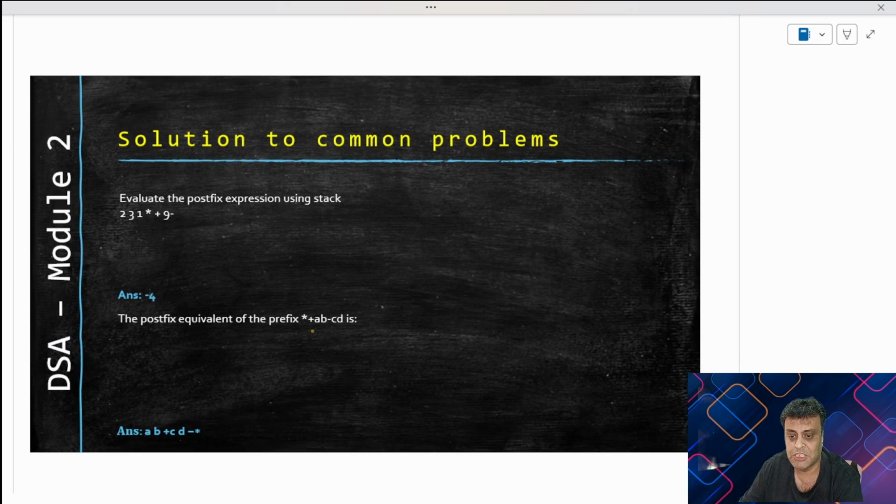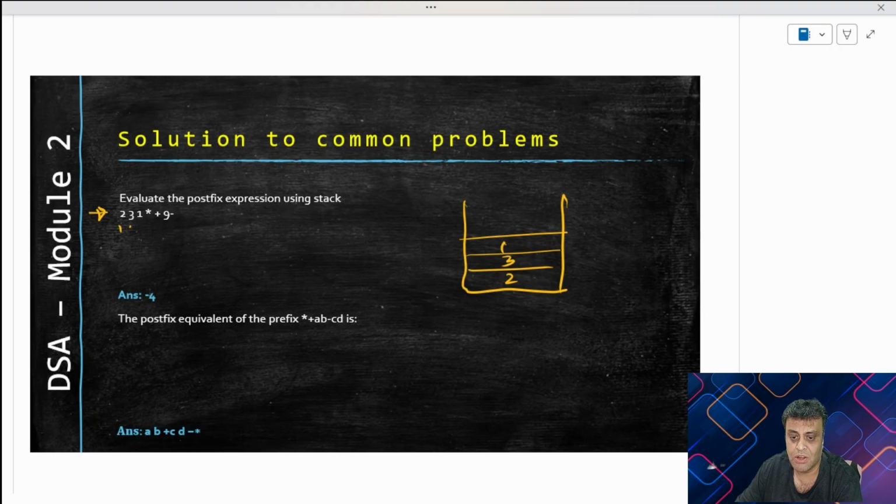Next problem that we have is: evaluate the postfix expression using a stack. This is already in postfix. Now we have to use a stack to actually evaluate it. We have learned that also. We'll have to push the operands into the stack. So we'll push 2, we'll push 3, we'll push 1.